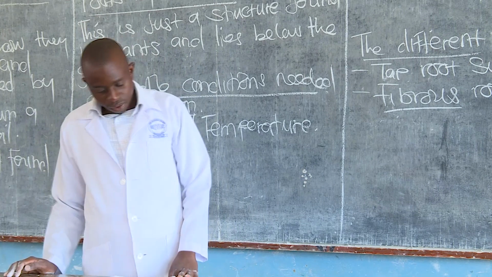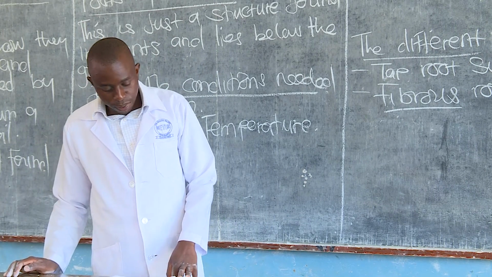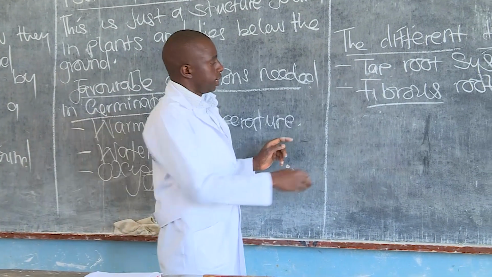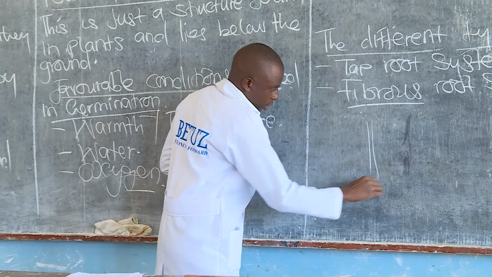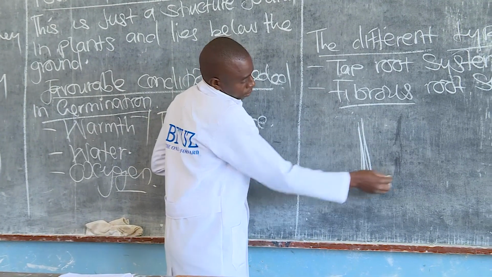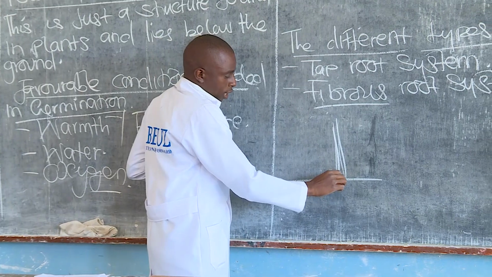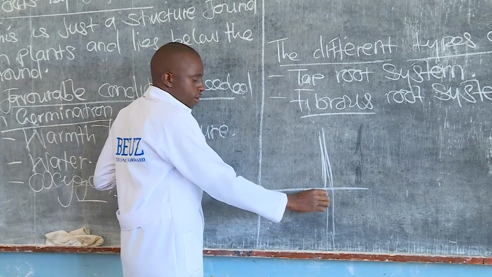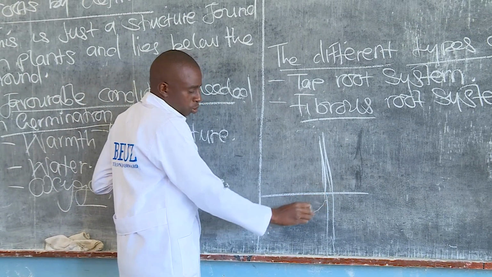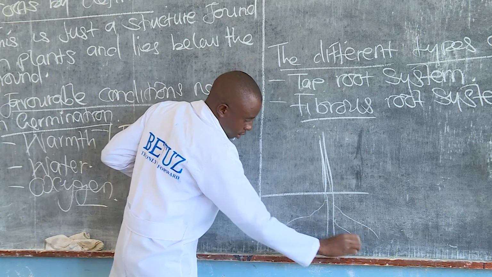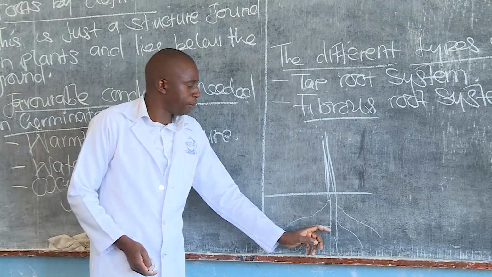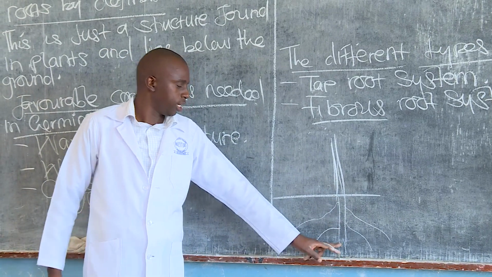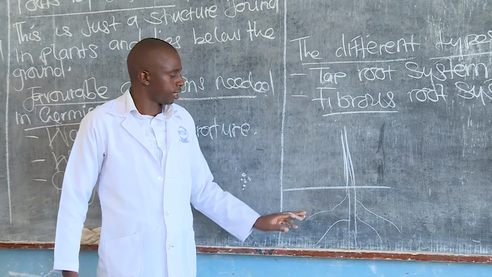So in this root system, a dominant root which is called the primary root will grow straight downwards. On a taproot system, for example, if this was a plant and this is the ground, it will only have one main root, and then on the sides there are certain roots which will be developing like this. They will be branching off from the main root, but the main root is the one which is going downward, and there are certain roots which are branching in the sides.